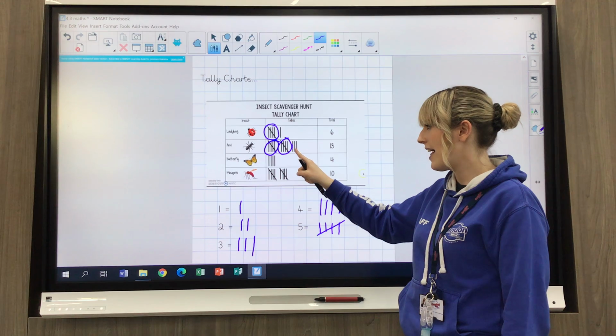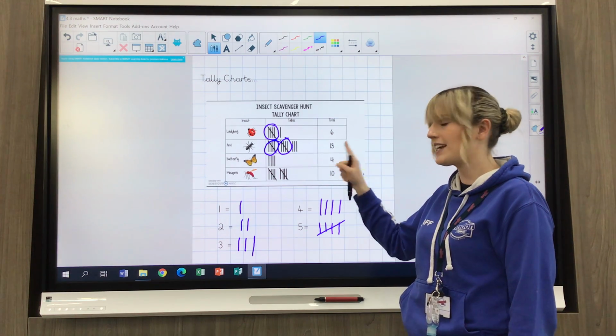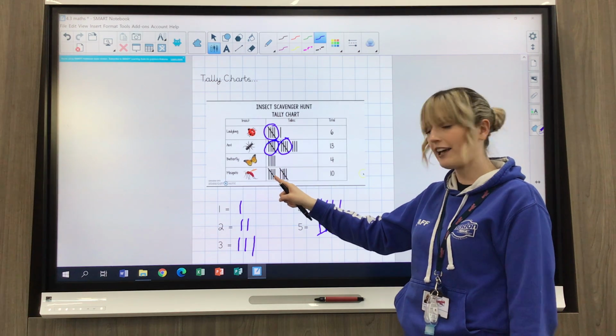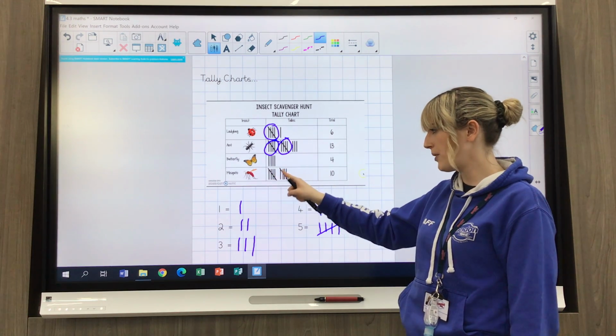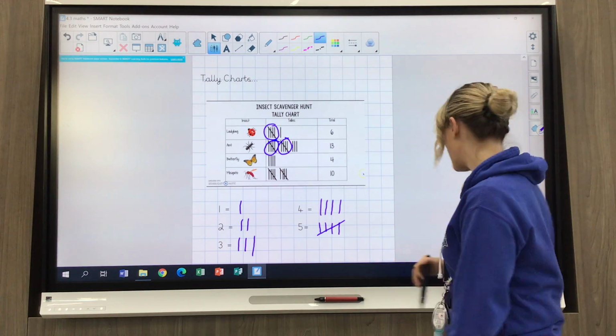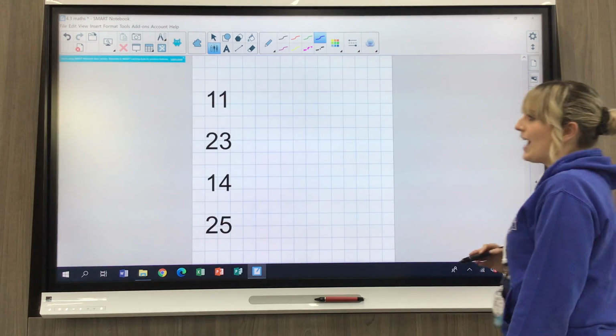Okay, there's 10, 11, 12, 13. Okay, there I've got 4. And then I can just count them 5 because I've got 2, 5, 10. Make sense? Okay, let's practice then our tally marks.